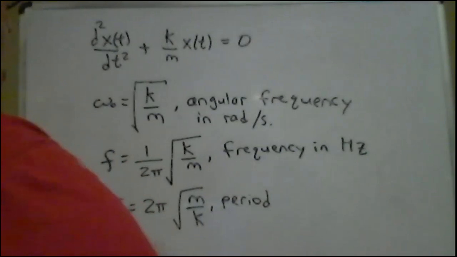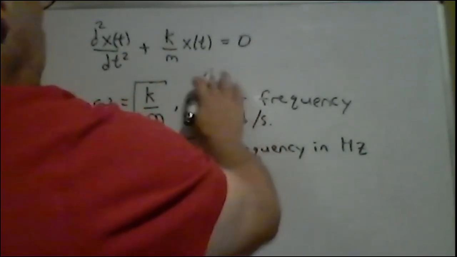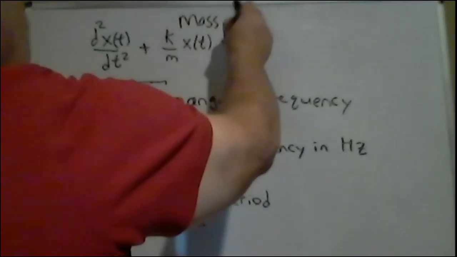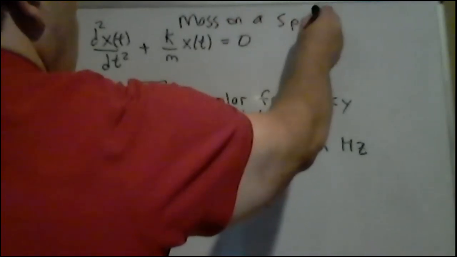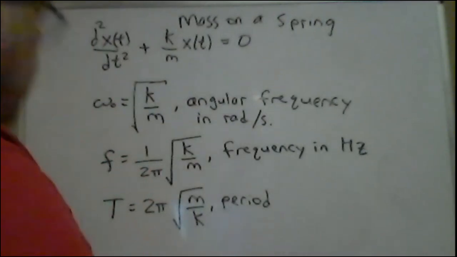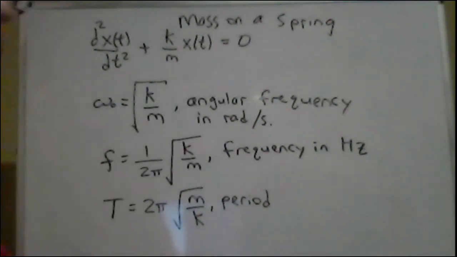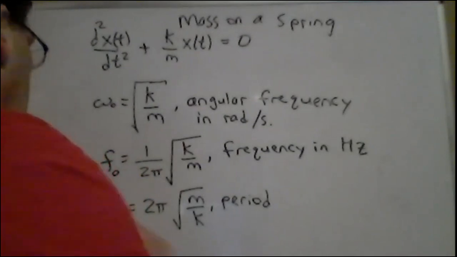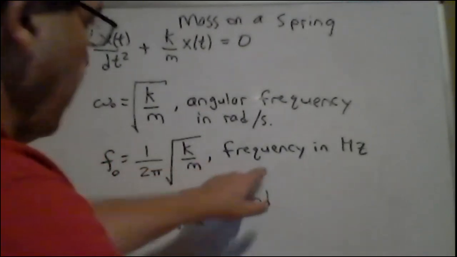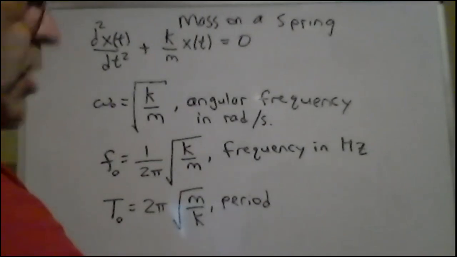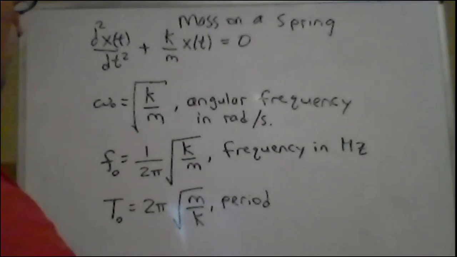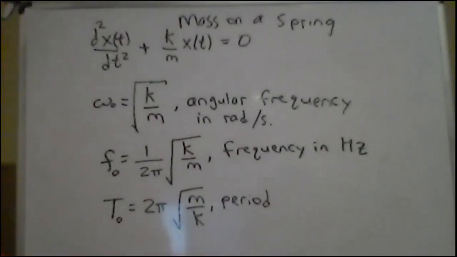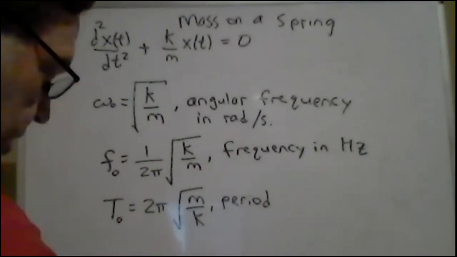All of these are for a mass. Everything I've written on this board is entirely for the mass on a spring. Nothing else. This is a differential equation that governs it by the application of Newton's second law. This is the natural frequency. And if I really want to be real about this, I put little zeros at the end. f naught is the ordinary frequency. T naught is the period. So I know a lot about my system without really doing anything. If you tell me the mass and the spring constant, I can tell you all of this right off the bat. Okay, these are characteristics of the system.